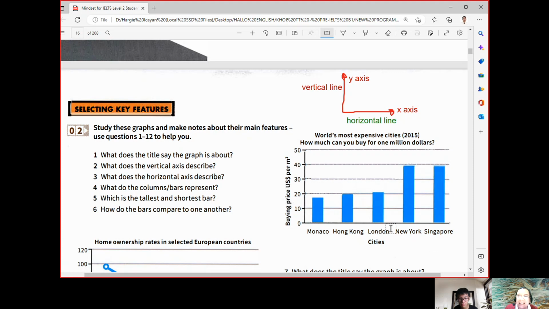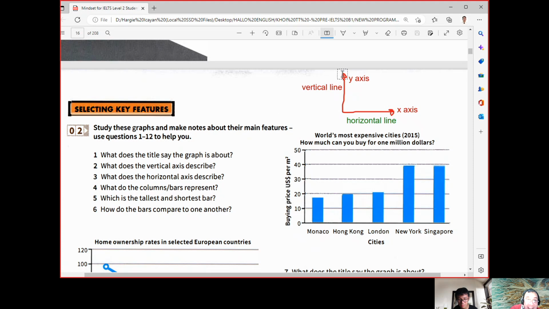The data tells about the y and the x axis. There would be data from the y axis and data from the x axis. Take note, because the data from the y axis and the x axis would help you determine the answer. Look at this one. We have numbers, then we have places in here. Okay, question number 2. What does the vertical axis describe?